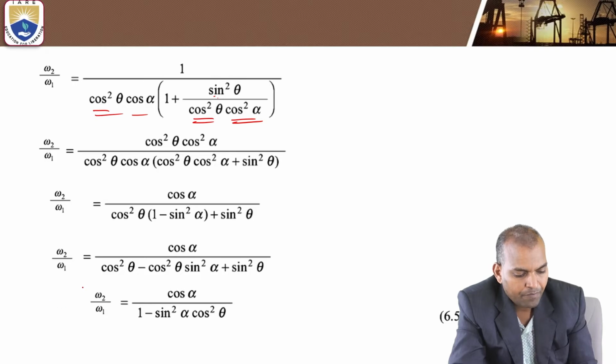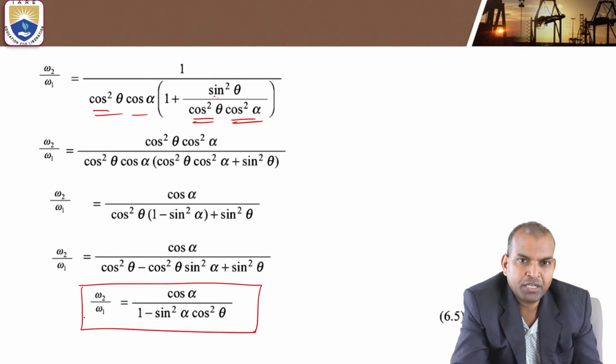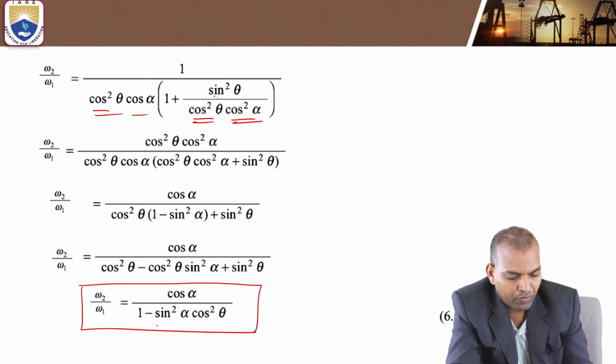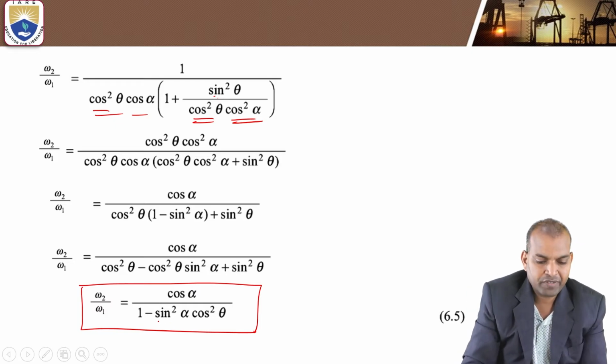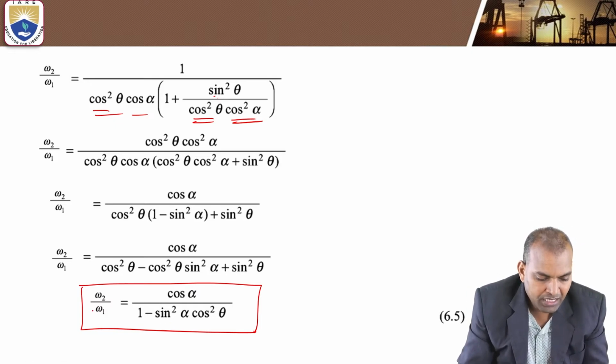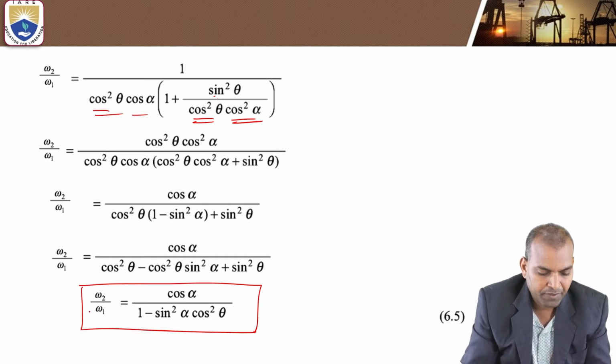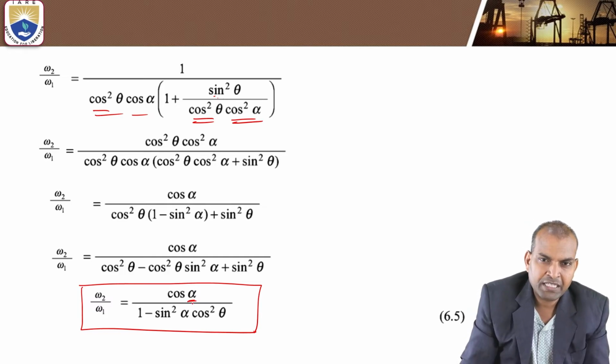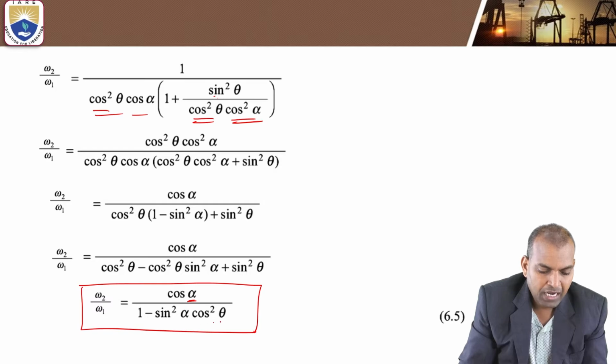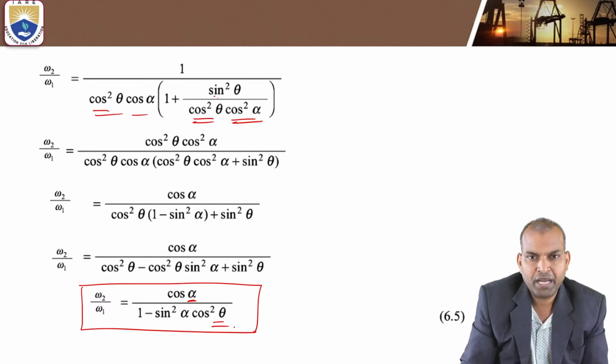Finally, omega 2 by omega 1 equals cos alpha by 1 minus sin square alpha cos square theta. Here, very important: this is the angular velocity ratio of the driven shaft to the driving shaft in terms of the angle of inclination of the output shaft and the angle turned by the driving shaft.